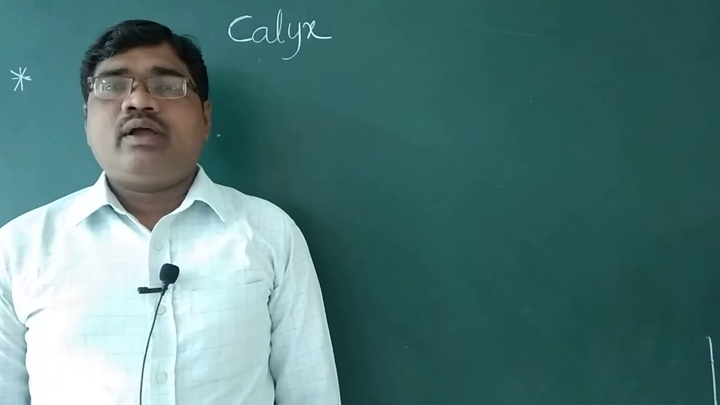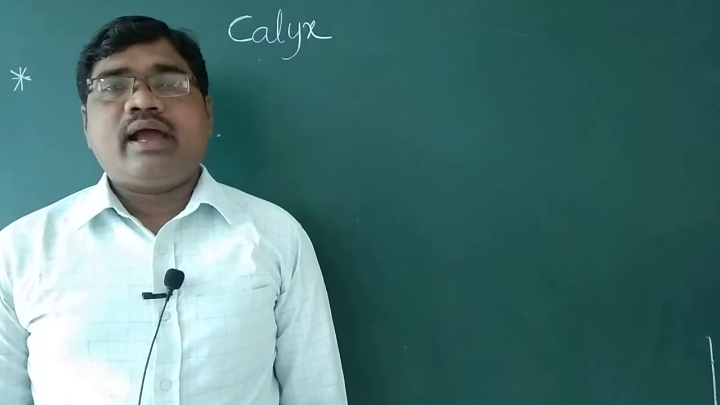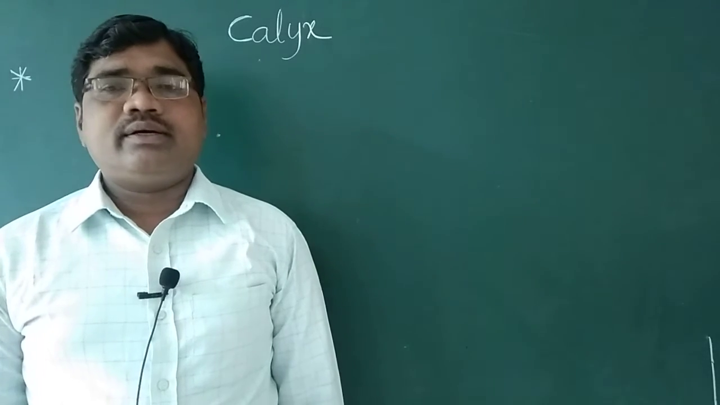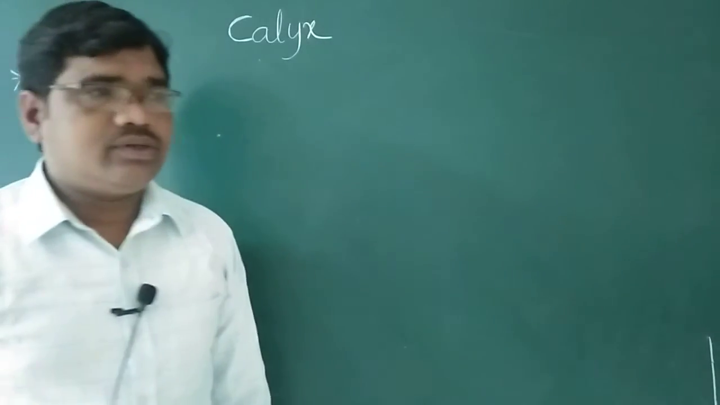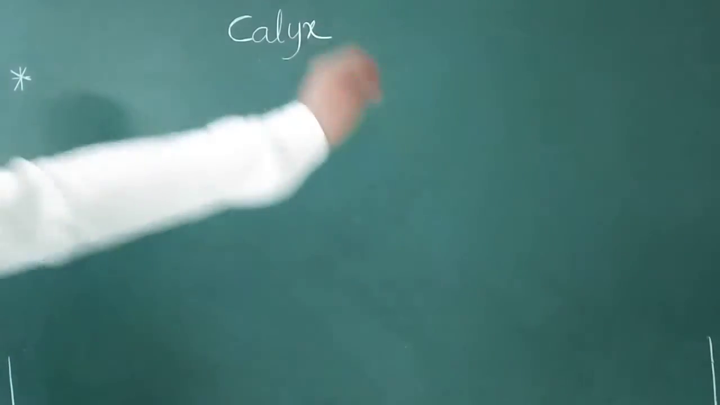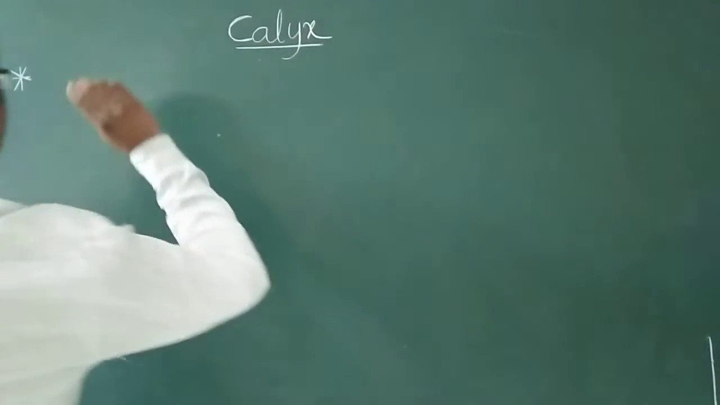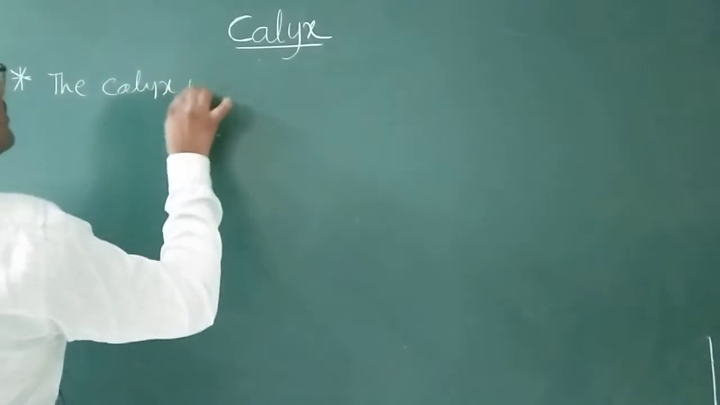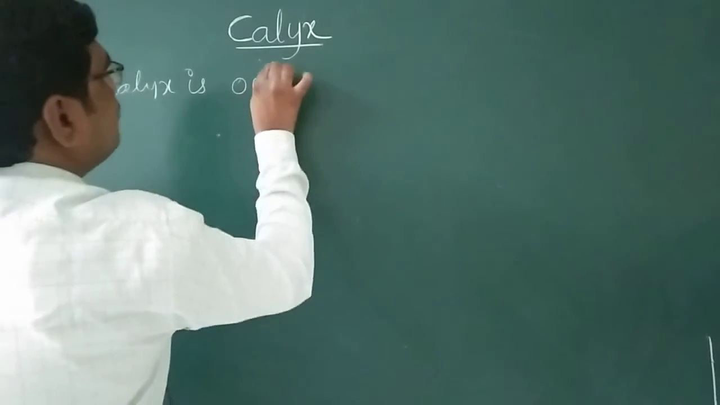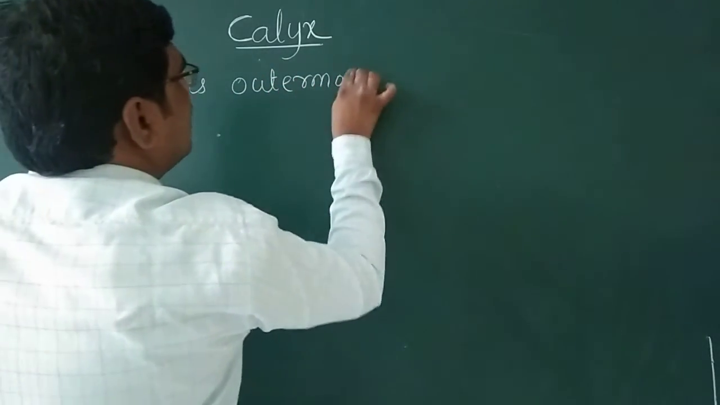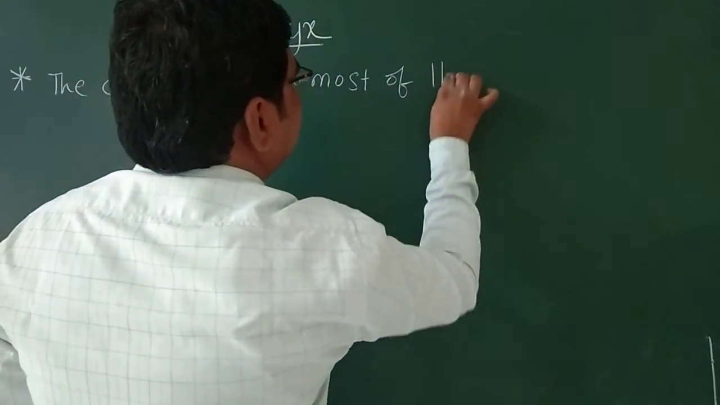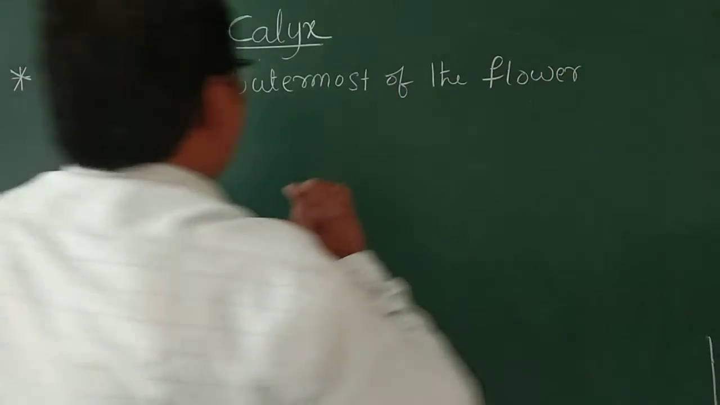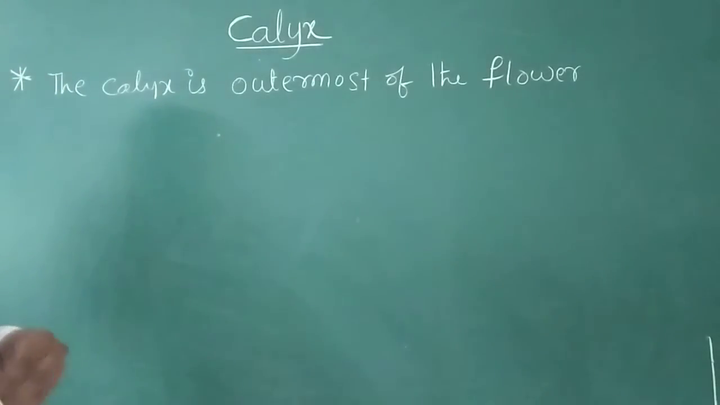Right. Today I am going to discuss the calyx. The calyx is one of the most important parts of a flower. So where is the location of the calyx in a flower? The calyx is the outermost part of the flower.